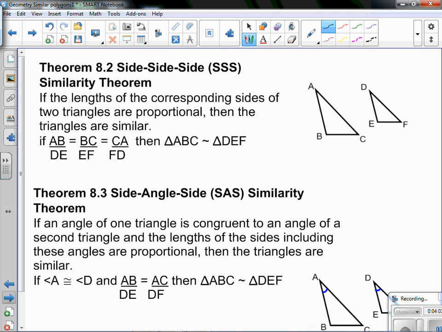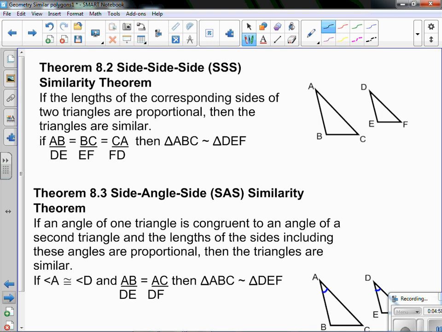All right. And theorem 8.2, side-side-side similarity theorem. So we have a side-side-side congruence theorem, and this is the side-side-side similarity theorem. In the congruence theorem, we're looking at all three sides being congruent. In this theorem, it says if the lengths of the corresponding sides of two triangles are proportional, then the triangles are similar. So if all three side lengths in a triangle are proportional, then we know they're similar. Kind of like what we checked on just random polygons, but we also had to make sure that the angles matched up in those polygons. When it's a triangle, once we have all three sides proportional, then that's enough to say that the triangles are similar.